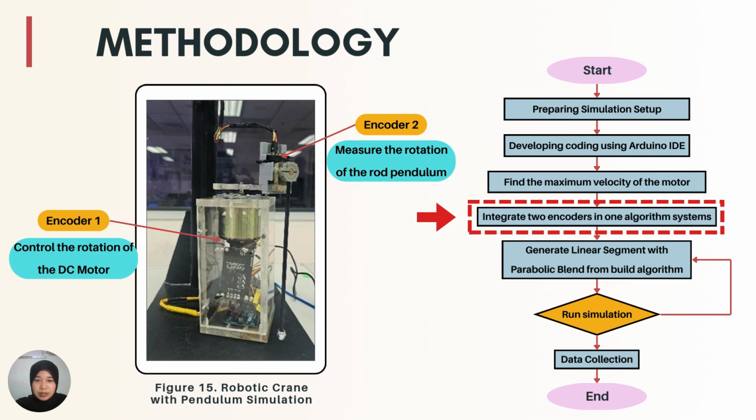Next, we need to integrate two encoders in one algorithm system. We have two encoders: encoder one controls the rotation of the DC motor, and this one is embedded with the DC motor. Encoder two measures the rotation of the pendulum.